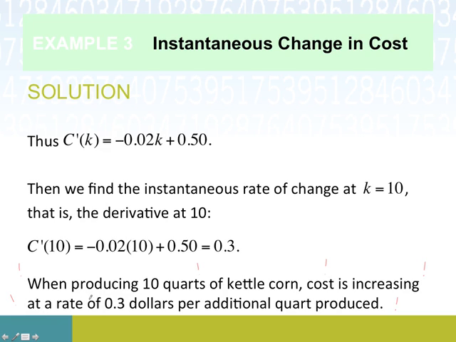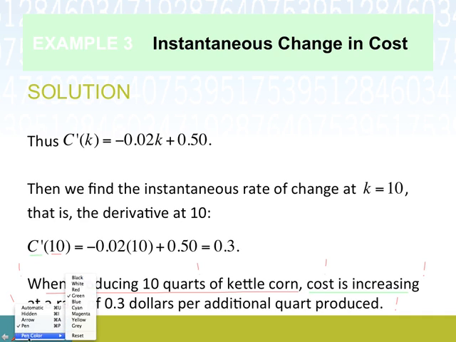So when producing 10 quarts of kettle corn, so that tells me about the input. We're talking about the cost and its rate of change. So cost is increasing. That's because we're talking about c prime. We're talking about its rate of change. So c prime is a rate of change in costs. This number is bigger than 0. It's a positive number. So if you have a rate of change that's positive, just like an upward sloping line, that means that cost itself is sloped upward there. It's growing.